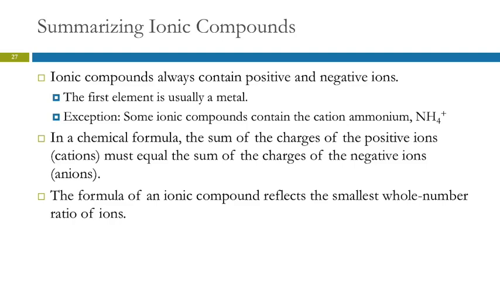So ionic compounds always have positive and negative ions. The first element, usually a metal. This is the one exception that I expect you to remember: that ammonium ion. Ammonium is nitrogen and hydrogen. They're two nonmetals, but together they make a positive ion. This one was on your list of things to memorize. That's the one polyatomic cation we'll see in this class. Everything else, the cation is a metal.